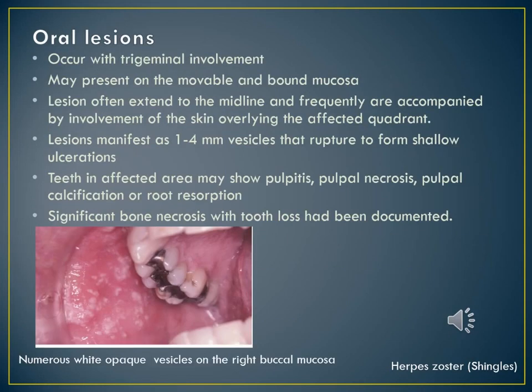The oral lesions of herpes zoster occur with trigeminal involvement. It may present on the movable and bound mucosa. Lesions often extend to the midline and are frequently accompanied by involvement of the skin overlying the affected quadrant. Lesions manifest as 1 to 4 mm vesicles that rupture to form shallow ulcerations. Teeth in affected area may show pulpitis, pulpal necrosis, pulpal calcification, or root resorption. Significant bone necrosis with tooth loss has also been documented.